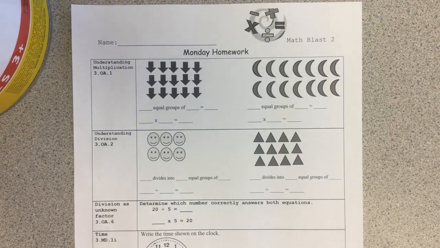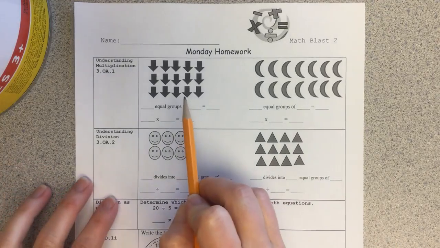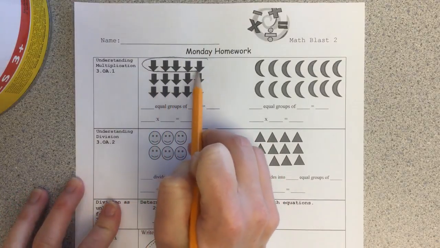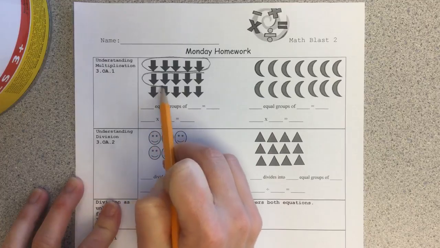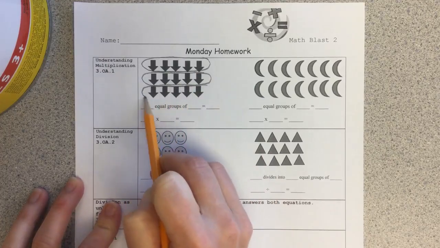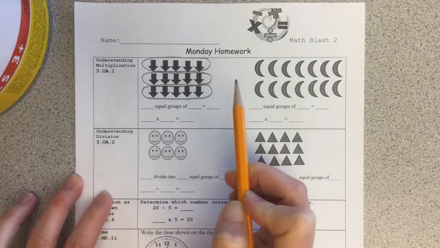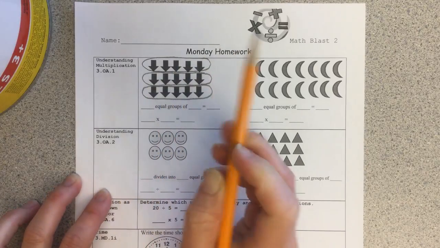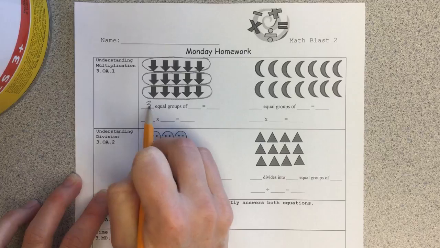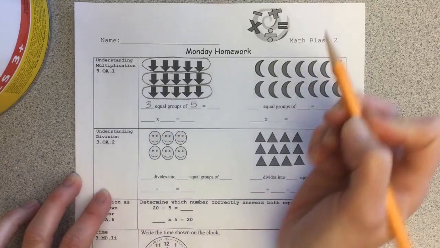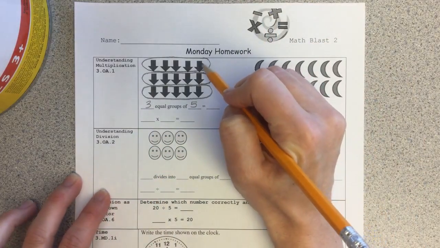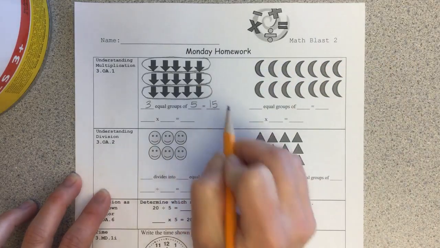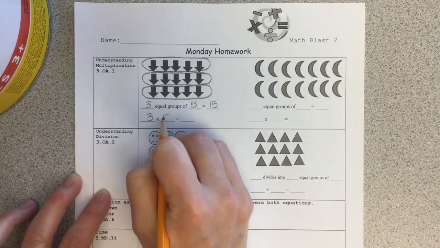Math Blast 2. Box 1, we're looking at multiplication with arrays. In an array, we have rows, and the rows represent the groups. So in this case, we can see that there are 3 groups, and we have 1, 2, 3, 4, 5 items in each group. So we have 3 equal groups of 5, and I can use my skip counting skills to help me. 5, 10, 15. So 3 groups of 5 is 15, or 3 times 5 is 15.